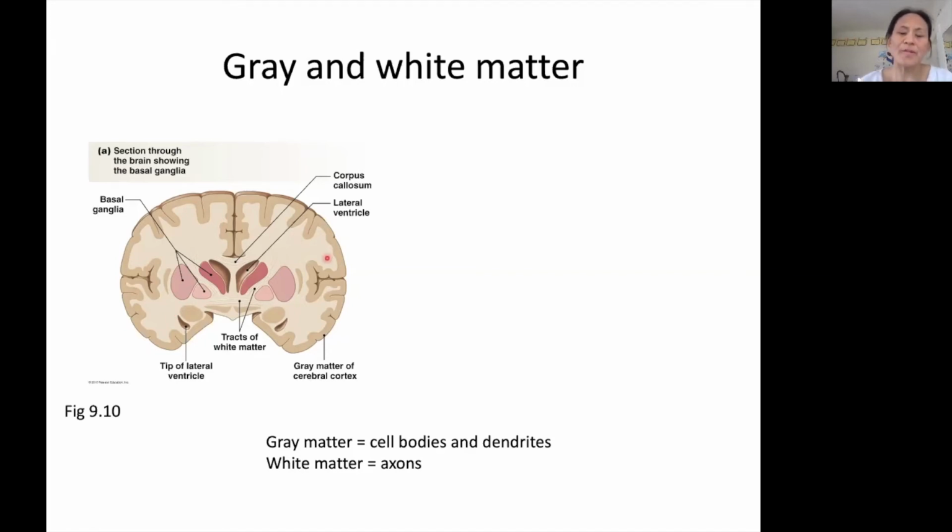Okay, I should mention that the white matter appears white because of the myelination on the axons, right? So remember that a lot of times we have myelin sheaths on axons. That's lots of layers of membrane. That's basically fatty stuff, right? So it's going to have a white appearance. So that's what gives you the white appearance of white matter.